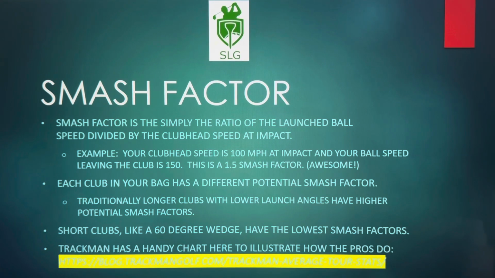It is important to remember that each club in your bag has a different potential smash factor. Traditionally, your longer clubs with lower launch angles will have higher potential smash factors. Short clubs, like perhaps a 60-degree wedge, will have the lowest smash factors in your bag. Again, Trackman has a fantastic chart to illustrate typical smash factors that the pros have with each club in their bag.